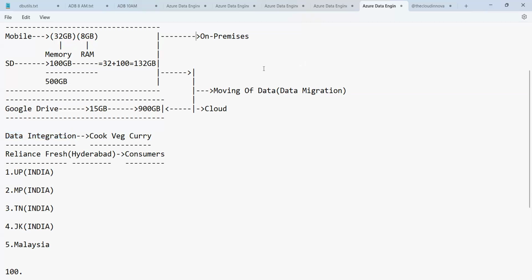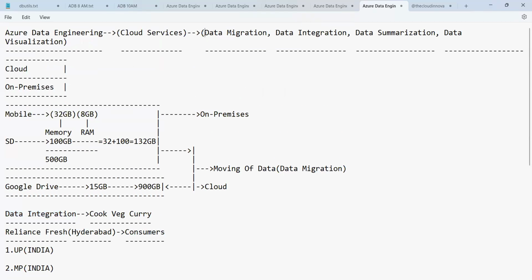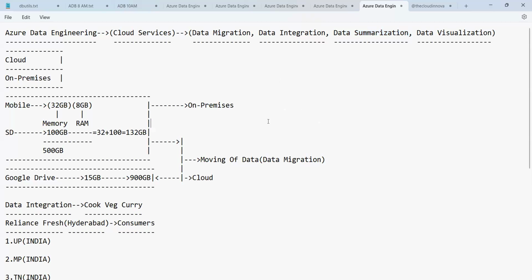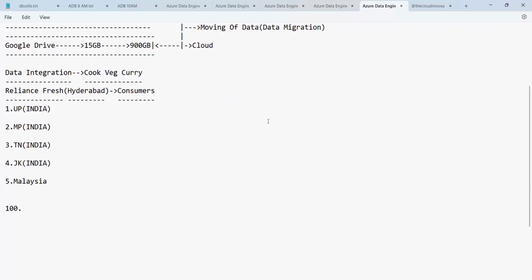Whereas the next one, what is it, guys? We have the following jobs now. The first one is data migration. We have done it already. And data integration, we have done it already. And then you have data summarization. The next process is data summarization. So now, guys, let's try to understand what the data summarization process is. Let's try to see the same here.